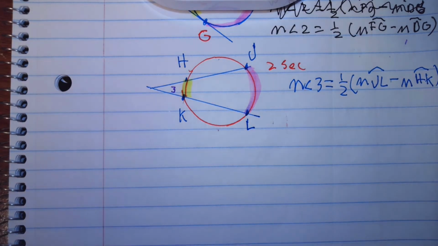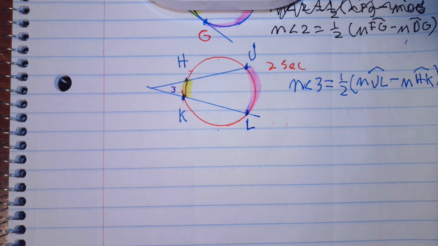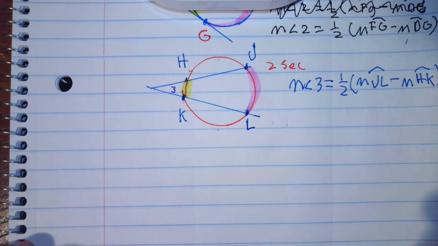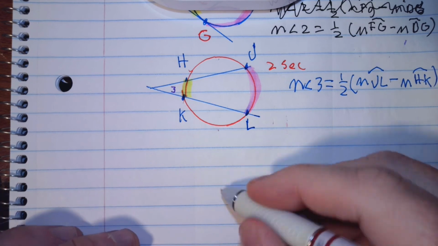The last theorem is the circumscribed angle, an angle whose sides are tangent to a circle, and the measure of a circumscribed angle is equal to 180 minus the measure of the central angle that intercepts the same arc. So we'll just do a little example here of that. Here, I'll freehand this for speed.